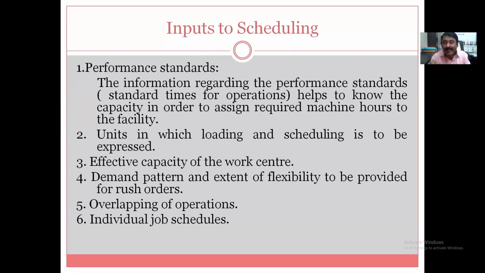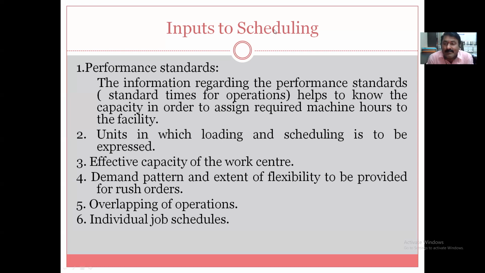Effective capacity of the work center. What is the capacity of the work center? What the work center having capacity to finish the job with whatever quality desired. So this is the capacity. CNC machine is having different capacity as compared to other. Very simple. Demand pattern and extent of flexibility to be provided to rush orders. This is another input for scheduling.